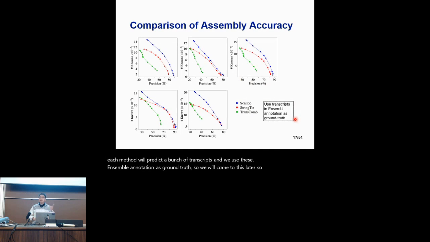So if a predicted transcript matches the intron chain of one transcript in the ensemble annotation, we think it's known or correct. So with that, we can calculate precision and recall. And by changing the abundance threshold of the predicted transcripts, we will get a precision-recall curve. And you can see the curve for Scallop was above the curves for the other two methods, indicating that Scallop gives a higher assembly accuracy.